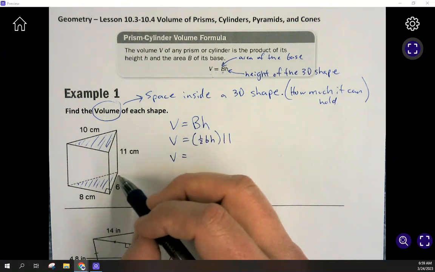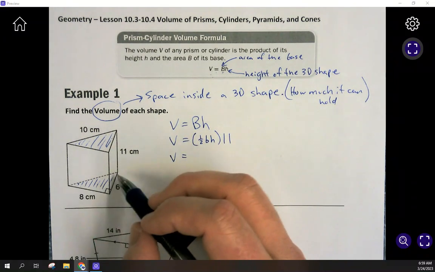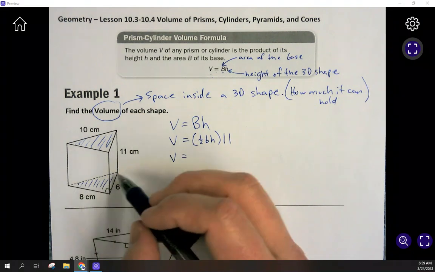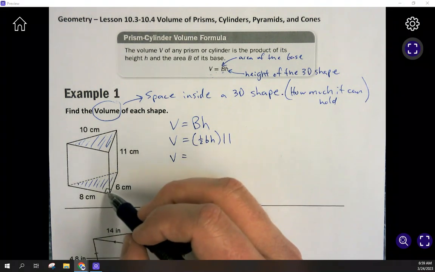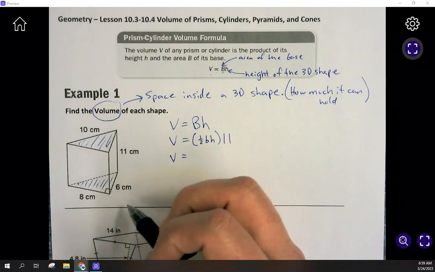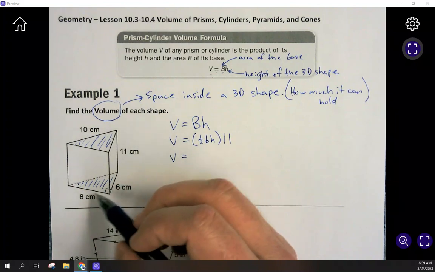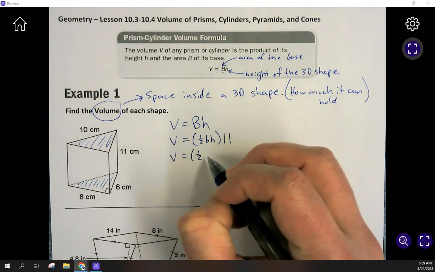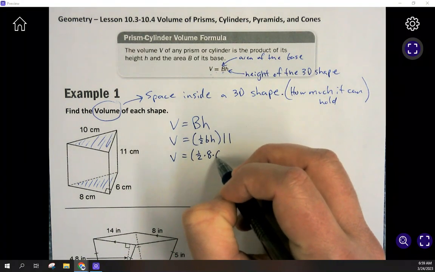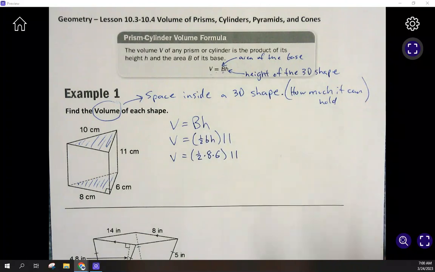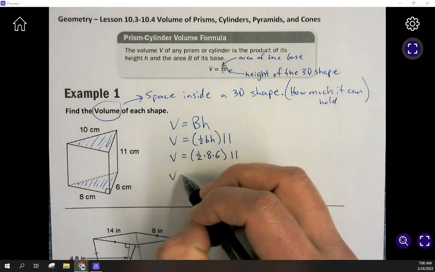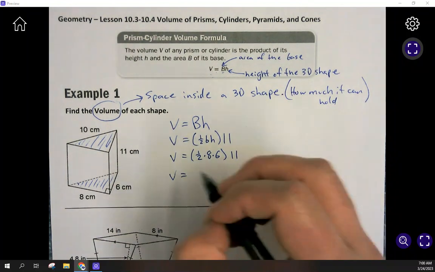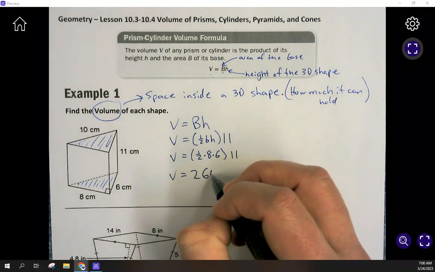So we're not looking at this 11. We're just looking at the two-dimensional triangle. What's the base and height of that triangle? So we know we have to look for a 90 degrees. Base and height always hit at 90 degrees. So 8 and 6 are going to be the base and height of this triangle. So it's going to be 1/2 times 8 times 6 times the height of the three-dimensional shape of 11. And you can just run that all the way through in your calculator, and you will get 264.